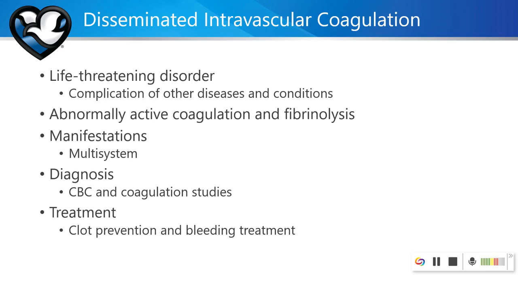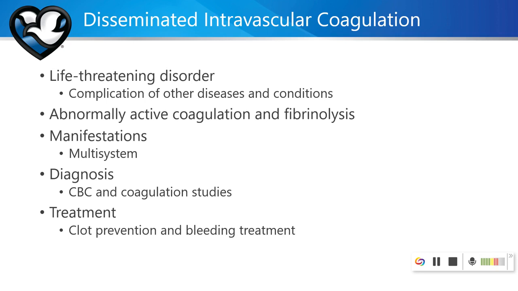Disseminated intravascular coagulation, or DIC, is a life-threatening disorder that occurs as a complication of other diseases and conditions. Normally, during injury, clotting factors become activated and travel to the injured site to help stop the bleeding, and then through fibrinolysis, the clot is dissolved. However, in persons with DIC, coagulation and fibrinolysis become abnormally active and ongoing, leading to the development of multiple microvascular and large vessel clots. These clots cause tissue and organ ischemia, impaired perfusion, and ultimately multiple organ dysfunction syndrome.